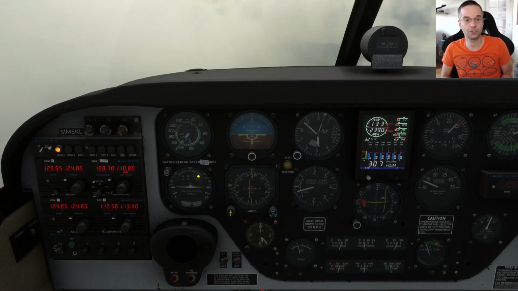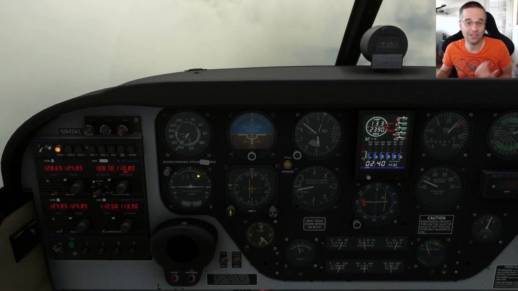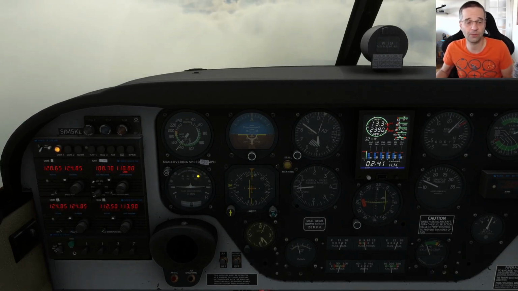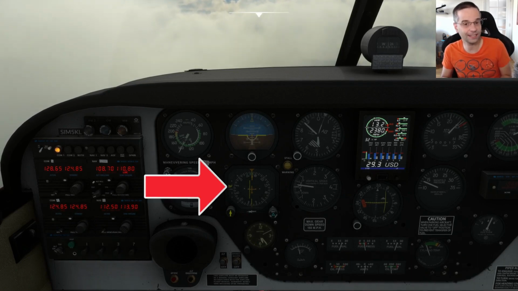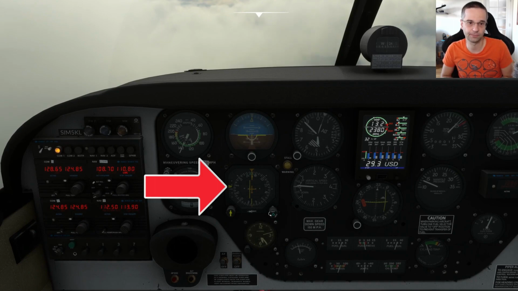Normally an ILS approach is also going to have a DME so that you can tell how far out you are from the runway, but this one doesn't for some reason. However, it does have a glide slope which is shown on the HSI to the left.